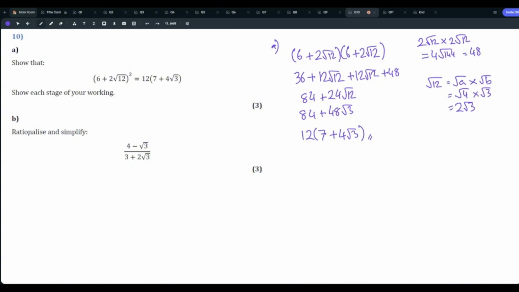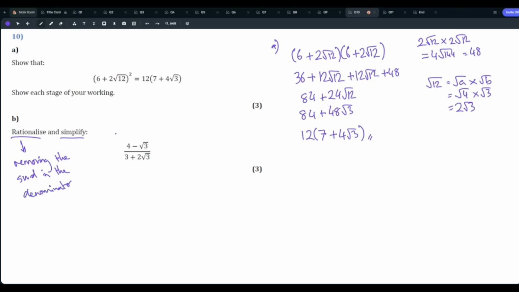Okay, part b, rationalize and simplify this fraction. Okay, so remember, rationalizing surds is removing the surd in a denominator.